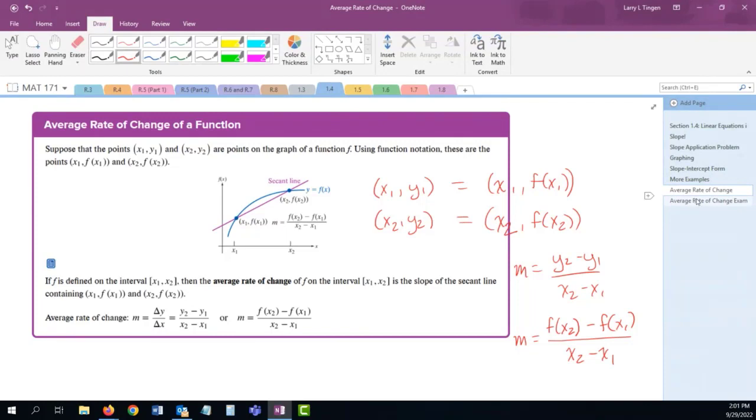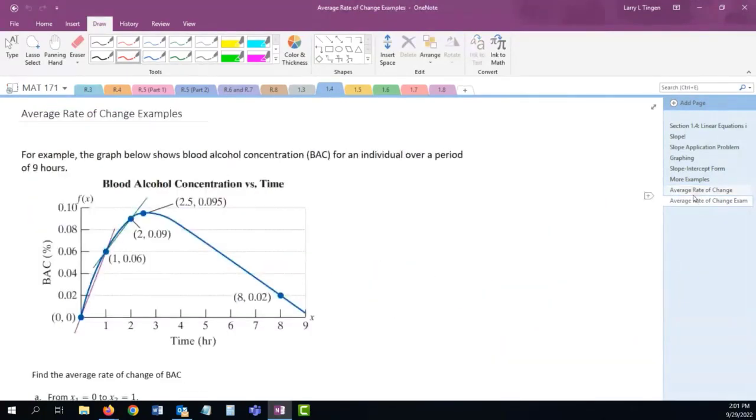All right, so let's go after an example. So here is a curve showing you blood alcohol concentration for an individual over a 9-hour period. We're not told when this person stopped drinking, started drinking, any of that stuff. But you can see that blue line is not a straight line, it's a curve, right? It rises and falls. So it's not a line. Remember, lines only rise or only fall. They have a single slope.